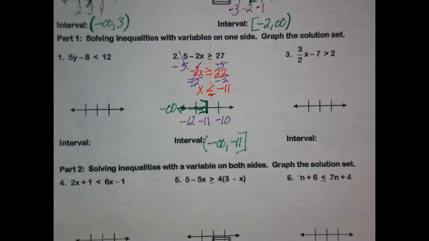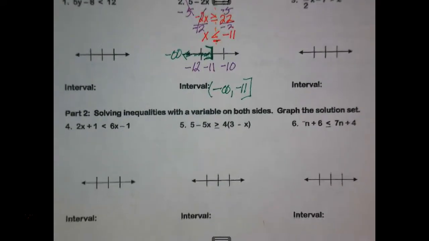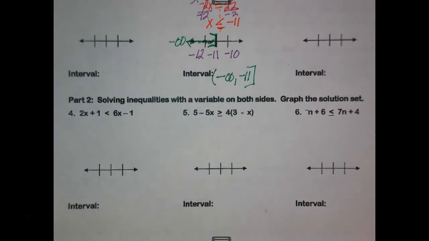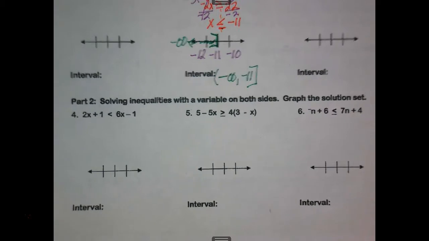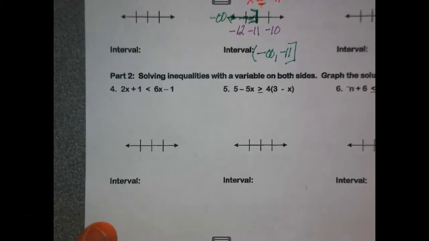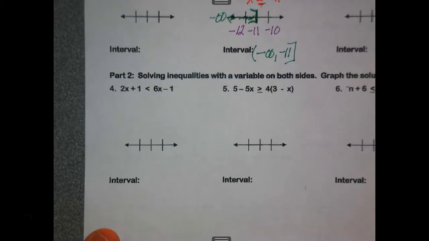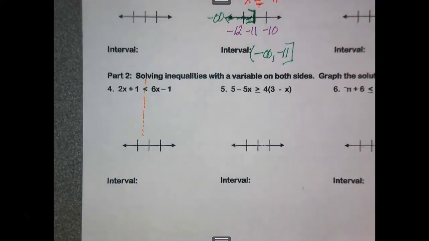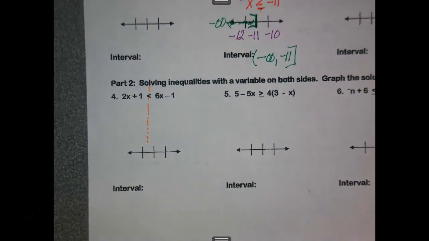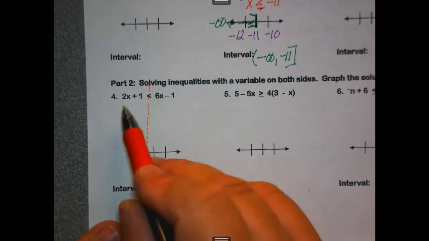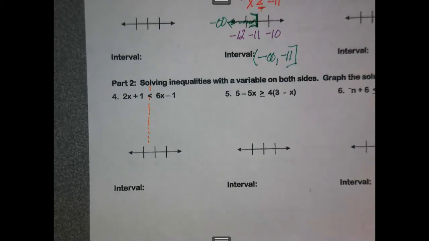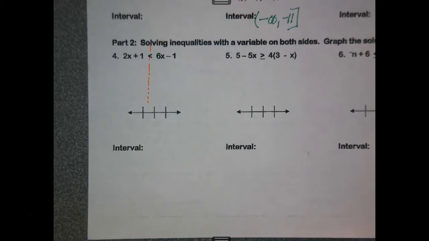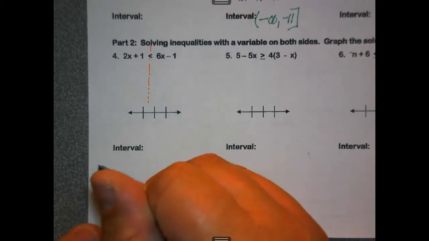Then I started losing some people here, right? When we have a variable on both sides, it's a little different, in number 4. So just like an equation, I have to solve for x. Here's my dotted line, as if that's an equal sign, but it's not, it's less than. I need to get my x's on one side. Yesterday, I told you things are just easier if you can leave the variable on the left-hand side.